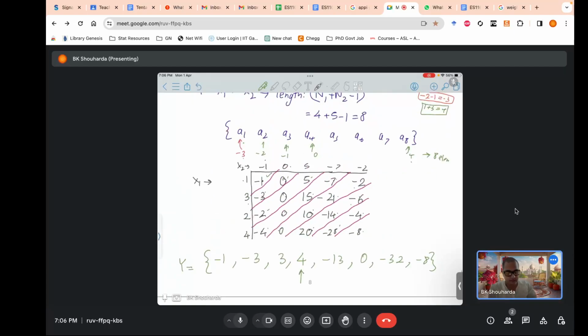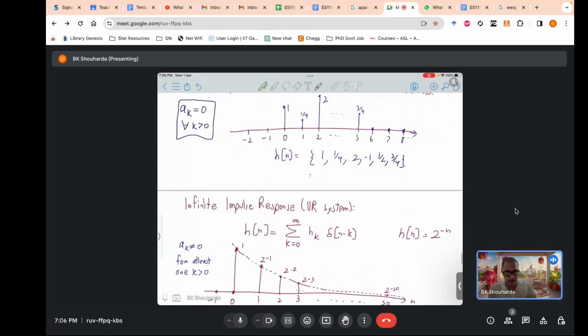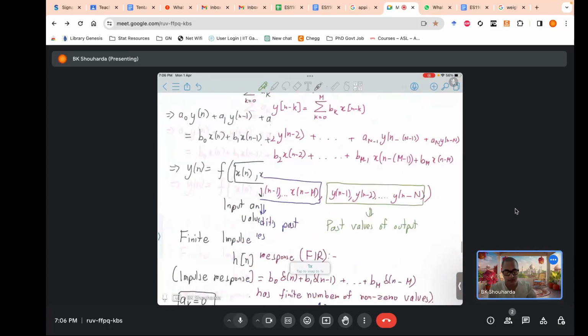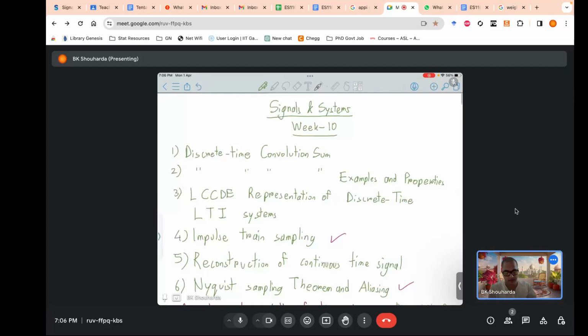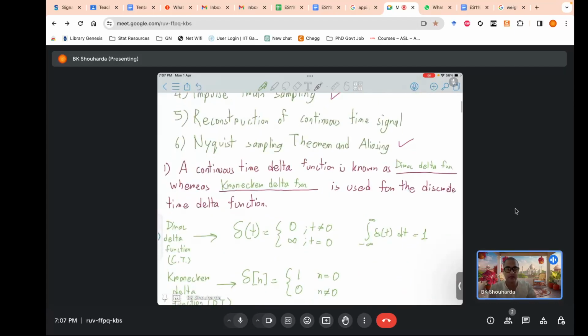I hope you have understood the entire process of discrete time convolution and also everything about the Nyquist sampling rate. So that's it for today.